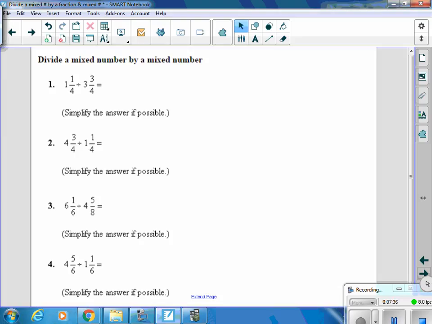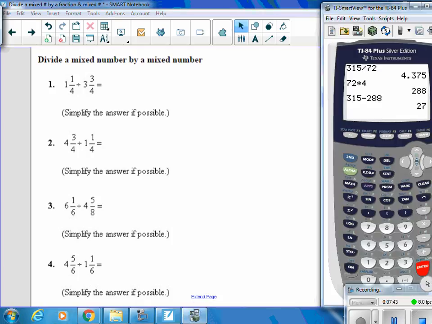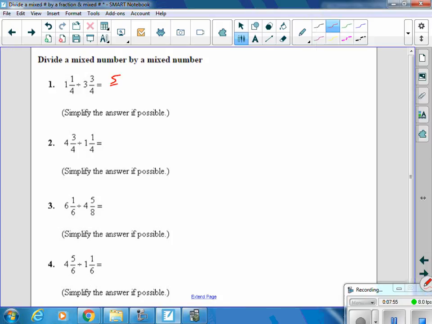So now we're going to do mixed numbers by mixed numbers. So the only thing that really changes here is now you have to change both of the mixed numbers to improper fractions. Okay, so the 1 and 1/4, well, I just have to do 4 times 1 plus 1. 4 times 1 is 4, plus 1 is 5. So that becomes 5 over 4. Okay, we're still dividing here. 4 times 3 plus 3. 4 times 3 is 12. 12 plus 3 is 15. So now I have 15 over 4.